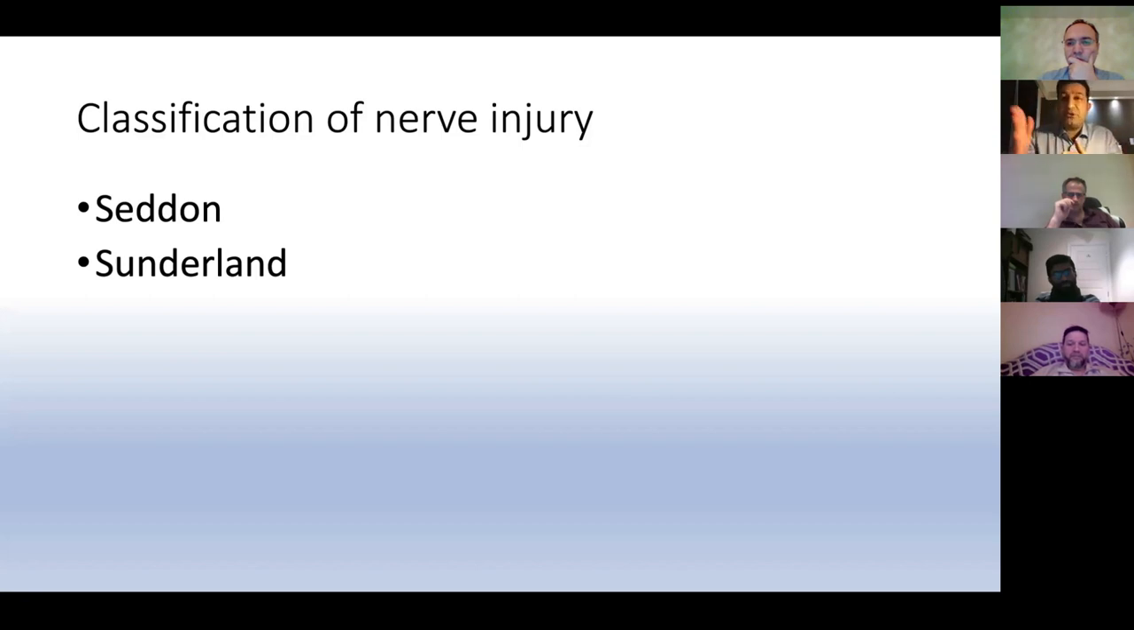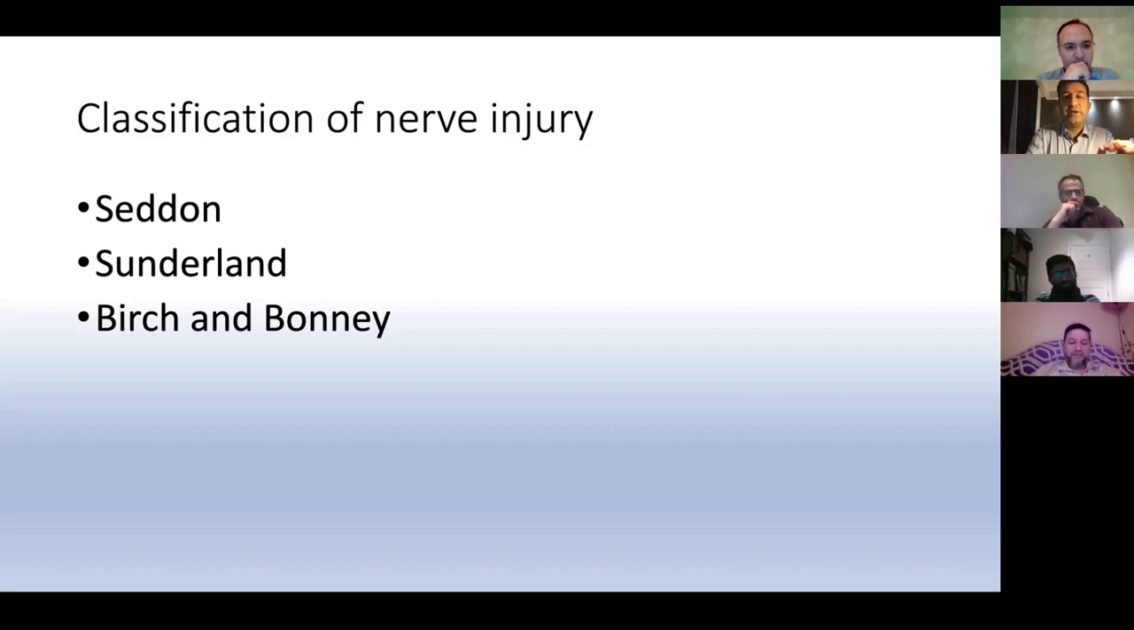We don't know how many neural coverings have gone, or we don't know if it's been a conduction block unless we look under the microscope, unless we excise a piece of nerve and look under the microscope. So actually, these are what I would call anatomical classifications. They don't offer much help clinically. So a much better classification for clinical use is this one here, called Birch and Bonney.